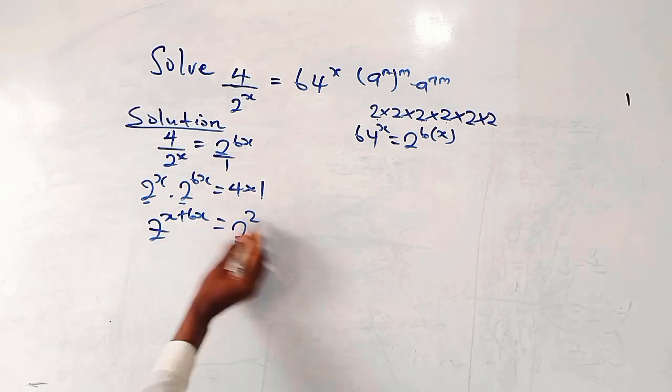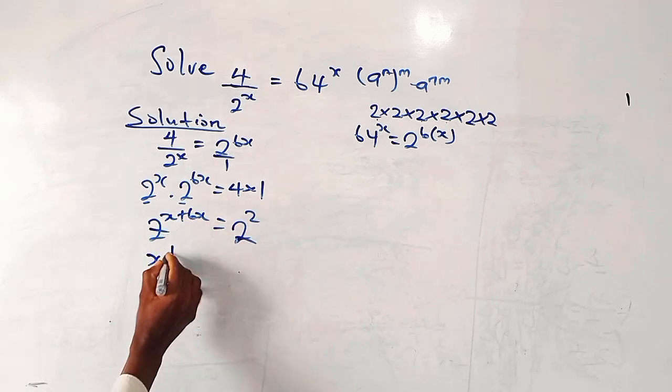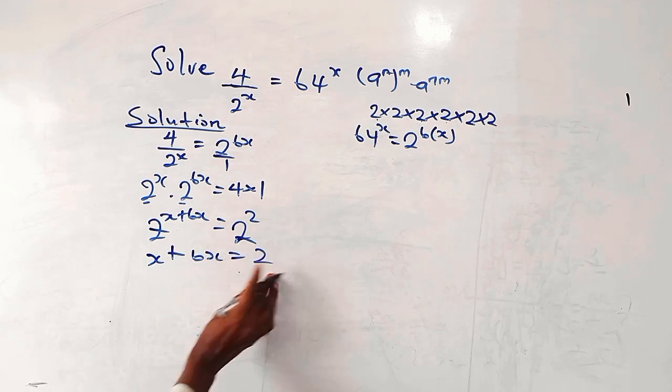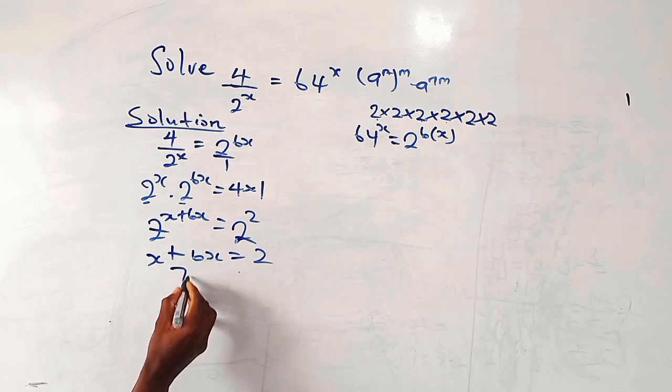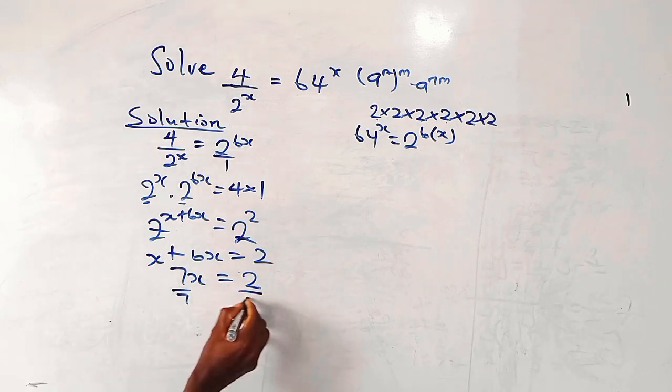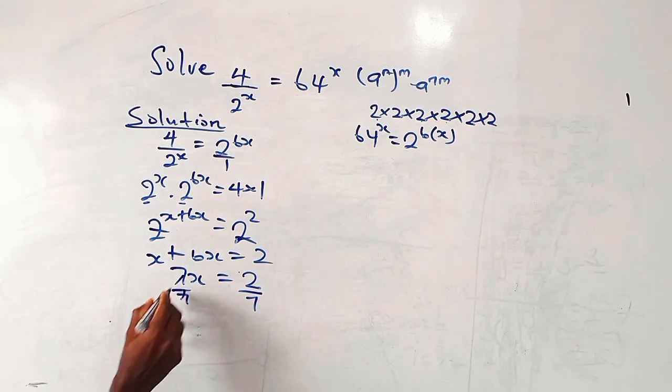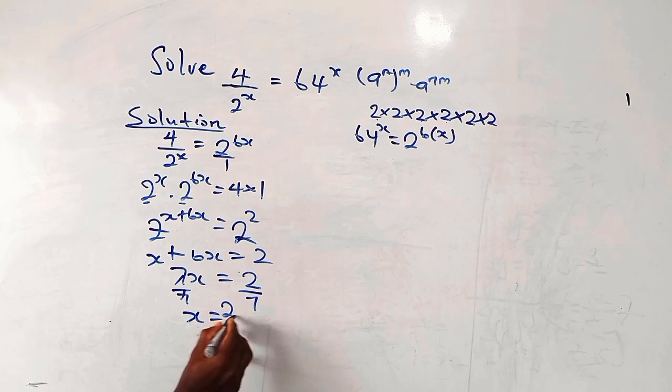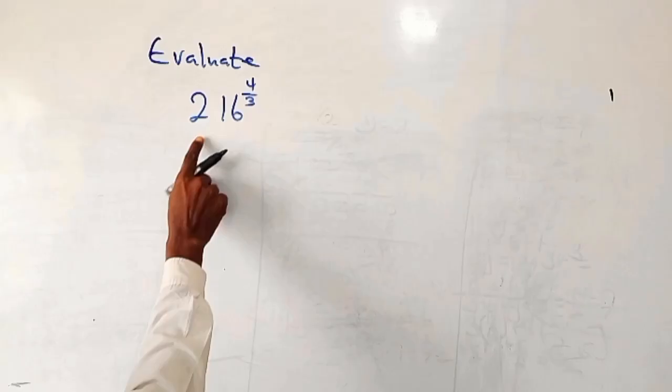Okay, so I can compare the exponents since I have equal base. x plus 6x equals 2. So x plus 6x is 7x equals 2. To determine x, I divide by 7. Okay, x is standing on its own. So I have x equals 2 over 7.